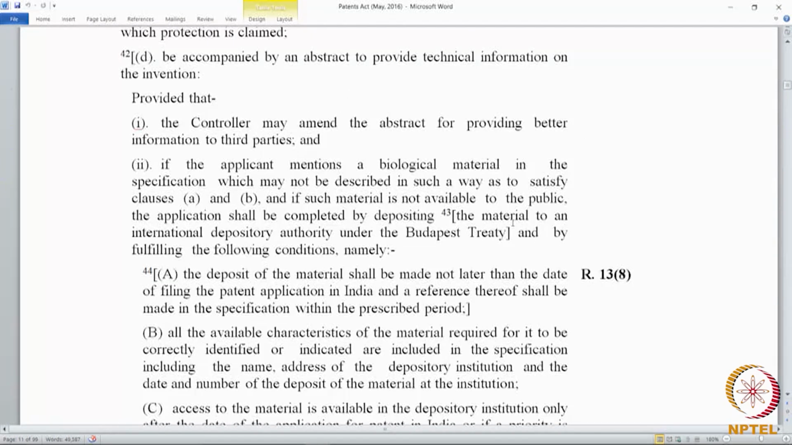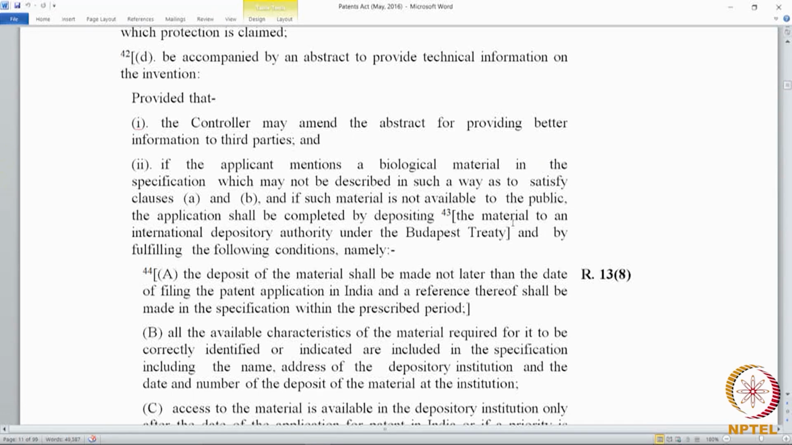The controller has the power to amend the abstract if the information provided in the abstract is not clear, or if the controller feels that by amending the abstract better information will be communicated to third parties. The abstract is one of the parts in the specification which would be the subject matter of an initial search.